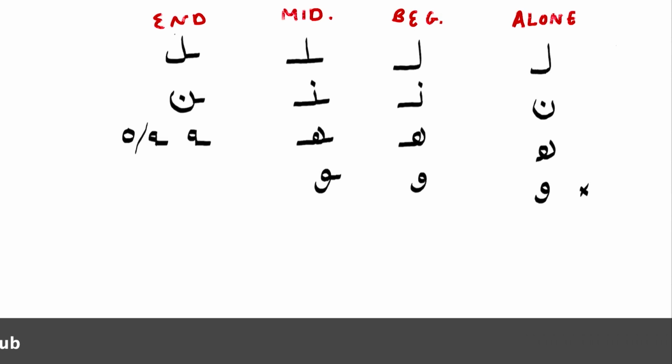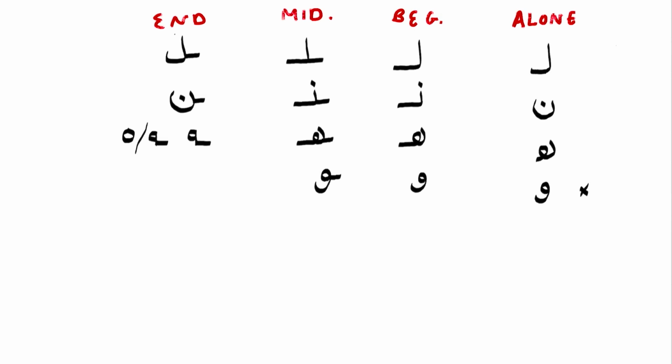Likewise, when it's at the end, it takes the exact same form as it does when it's in the middle. It will take the connecting line to join it to whatever's before it, and then we will just have the waw itself, and it will not have anything to connect to because it's at the end of a word, right? Doesn't connect to whatever's after it, it only connects to whatever is before it. And now we move on to ya.